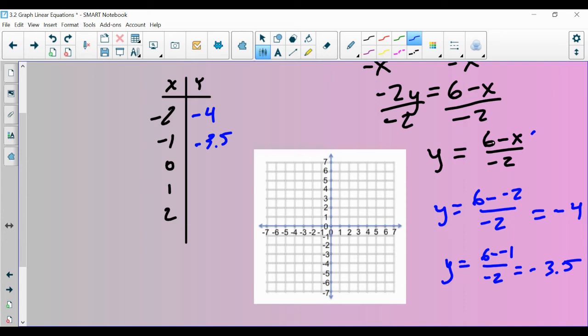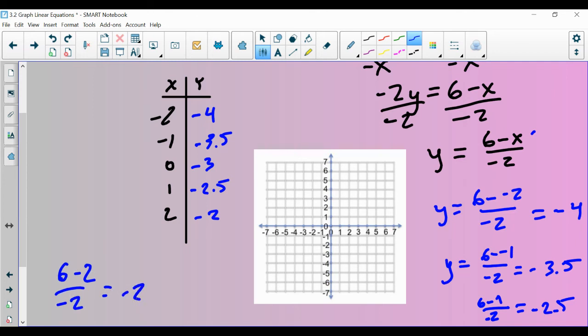Plugging in 0, 0 is always the easy one. 6 minus 0 is just 6. And 6 over negative 2 is negative 3. Up next, we've got 6 minus 1 over negative 2. I'm off with my negatives today. 6 minus 1 is 5, and 5 over negative 2 is negative 2.5. I think we're seeing the pattern again, and the next number is going to be negative 2, but we can verify it. 6 minus 2 over negative 2. 6 minus 2 is 4, and 4 over negative 2 is negative 2.